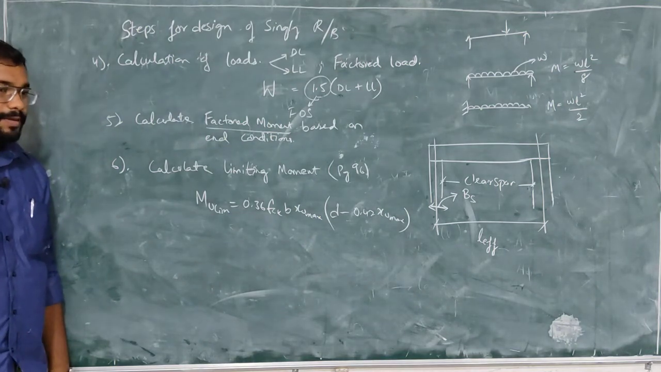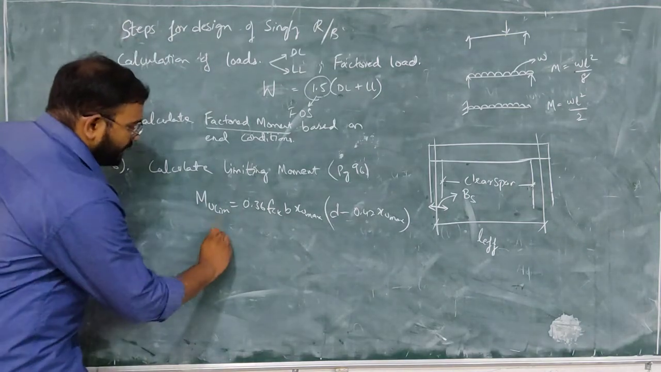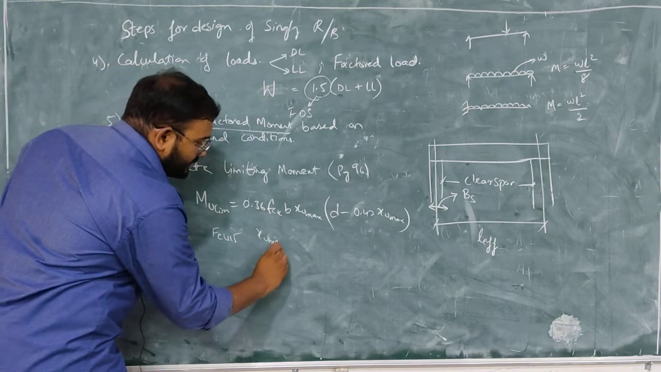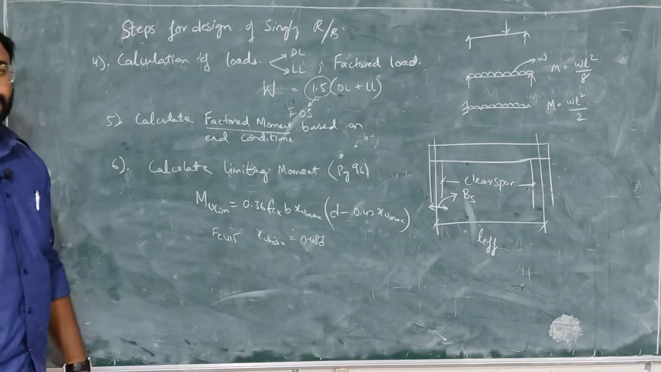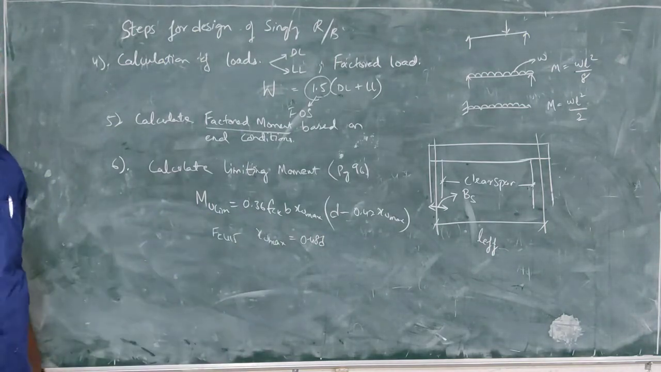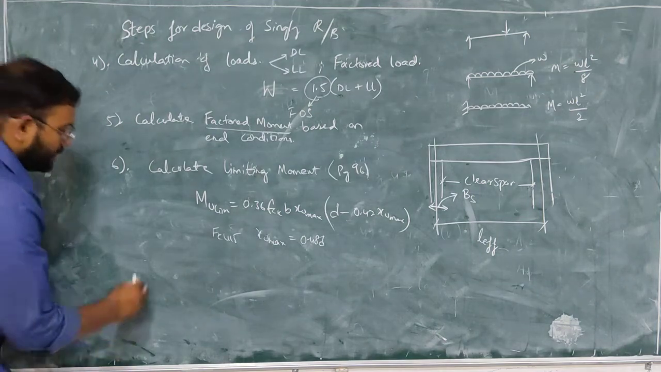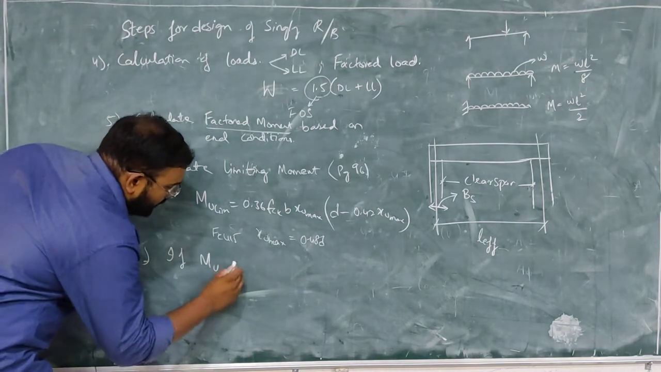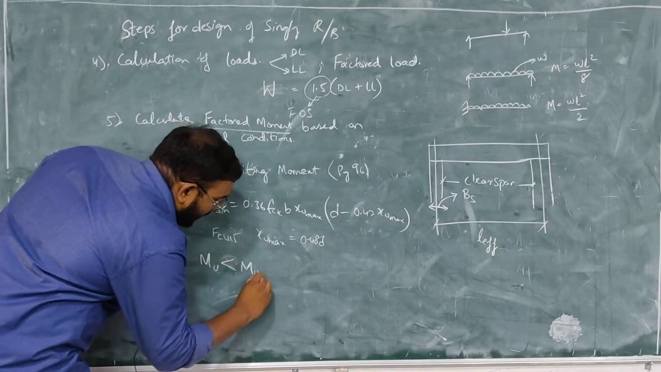Suppose you have Fe 415 grade, so XU max will be equal to 0.48 D. We have discussed this in the previous class also. You will get this formula as 0.138 FCK BD square. Okay, next is if Mu is less than Mu lim.